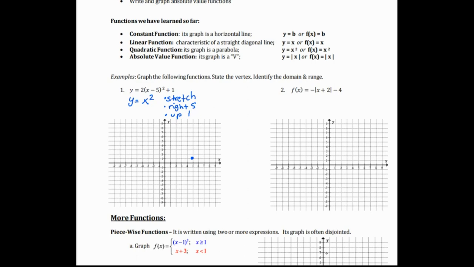But this time, we have a stretch of 2. So instead of just going up 1 over 1, I'm going to go up 2 over 1 and up 2 over 1. Then back to my vertex, instead of going up 4 over 2, I'm going to go up 8 units and over 2. Notice the amount I'm going over horizontally isn't changing. The amount I'm going up and down vertically changes because it's a vertical stretch. And so now I can connect those dots and have my curve.